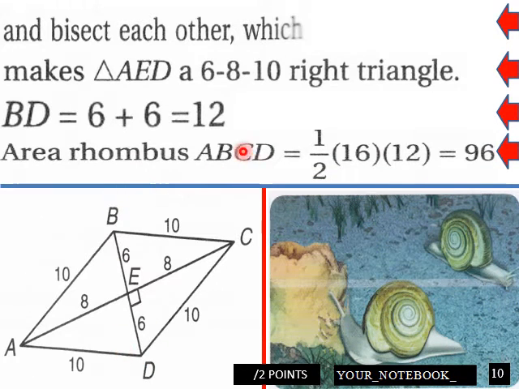Area of rhombus ABCD would be 1/2 times 16 times 12, which would be 96. So we have this 16 here and this 12 here. So it'll be 1/2 of both your diagonals multiplied together, which gives us 96.